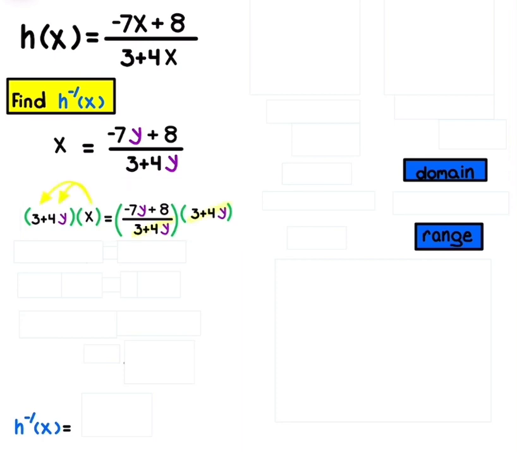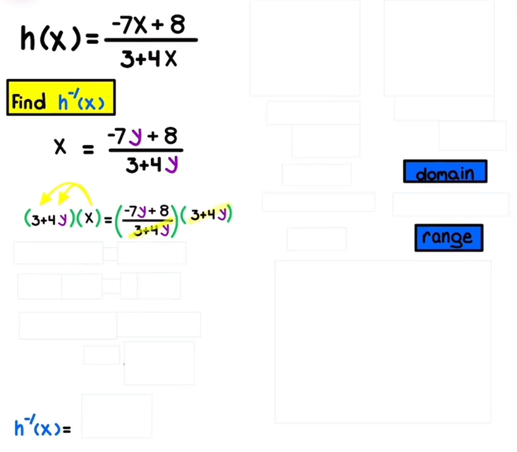Multiplying the right side by the denominator, I can cancel the 3 plus 4y, leaving me with negative 7y plus 8. Distributing the x through on the left side, I get 3x plus 4xy.